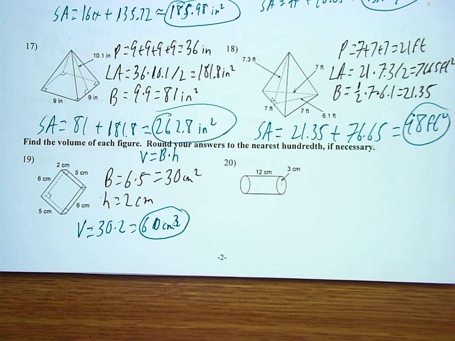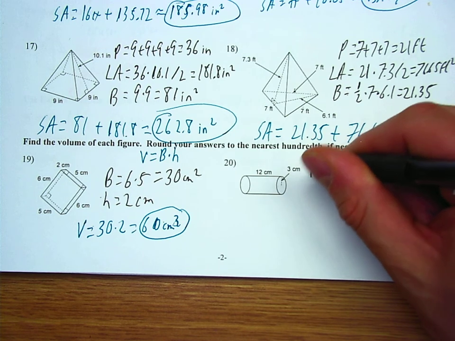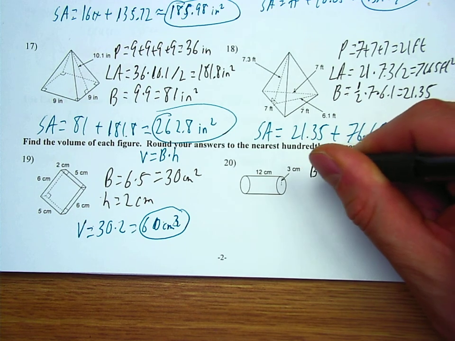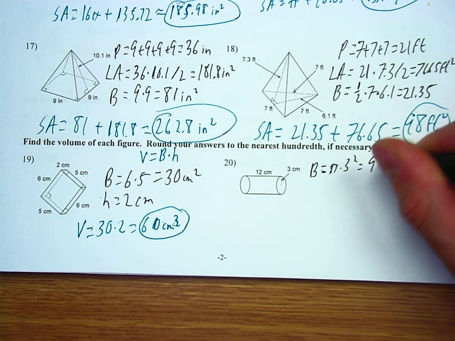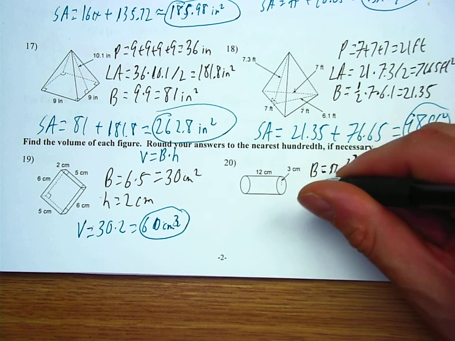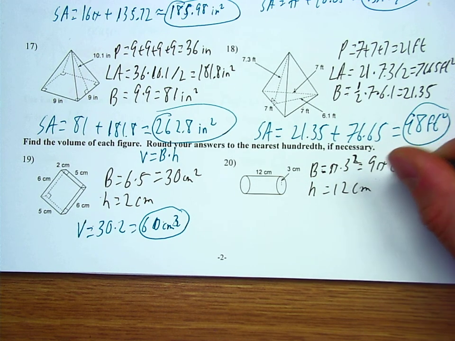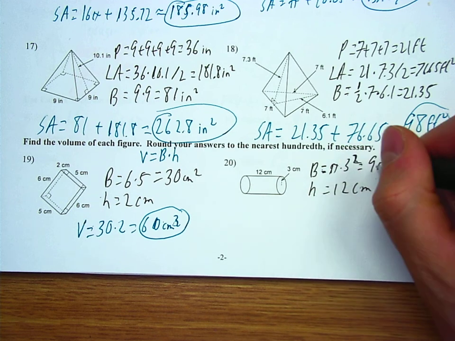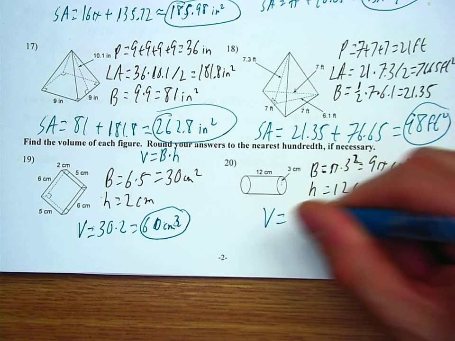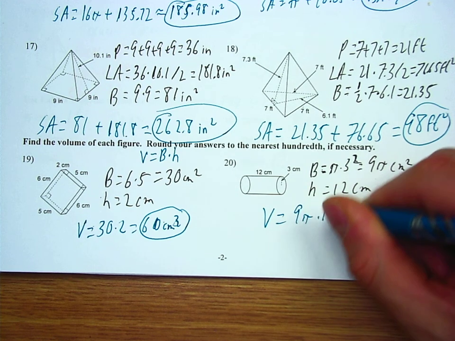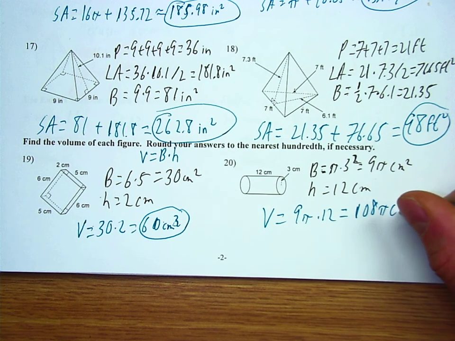And then similarly for the cylinder, we take the area of the base times the height as well. The base is pi r squared for area. So pi times 3 squared, 9 pi, is the area of the base here, with a height of 12 centimeters. So 9 pi times 12 will yield the volume of this particular cylinder: 108 pi cubic centimeters.